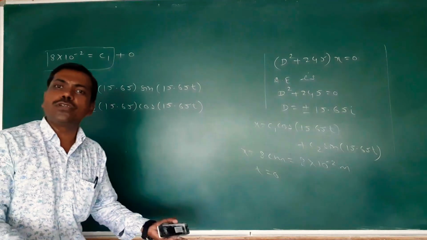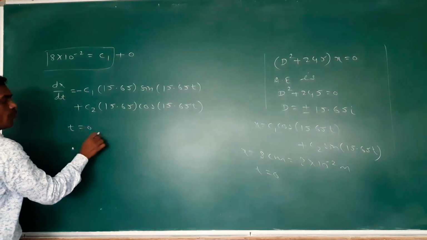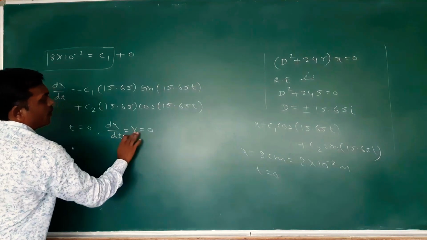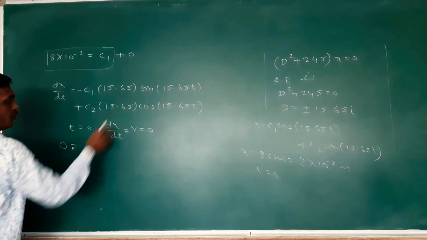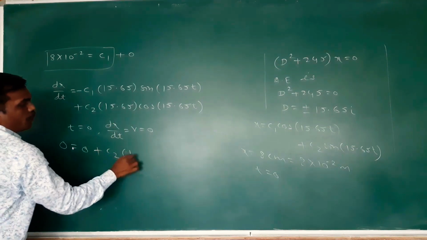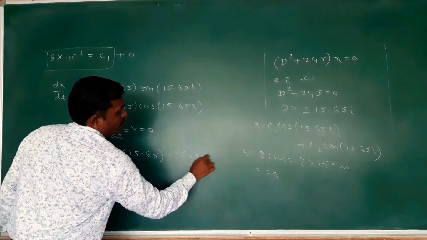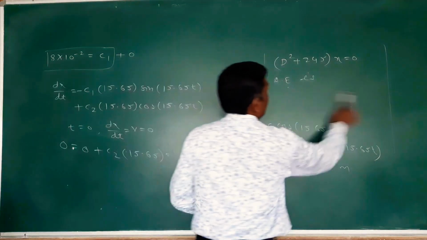Initially there is no velocity because we have not released the particle. So at t equal to 0, dx/dt, that is our velocity, is equal to 0. So 0 is equal to, sin 0 is 0, cos 0 is 1, so here C2 into 15.65. So this gives me C2 equal to 0. So what is our final answer?